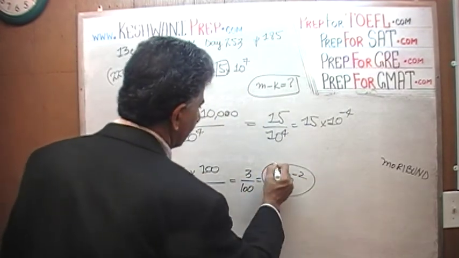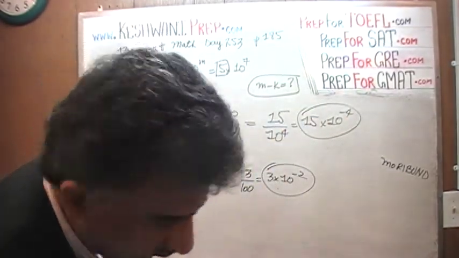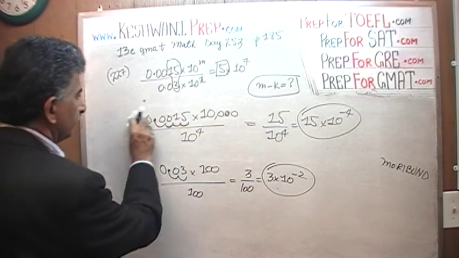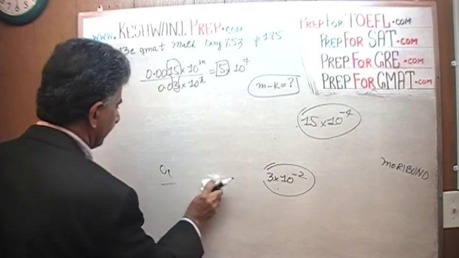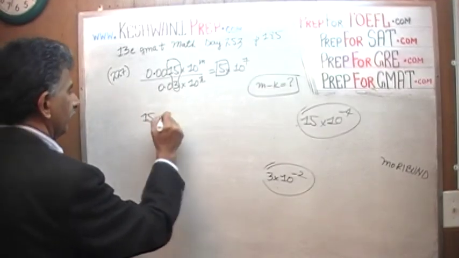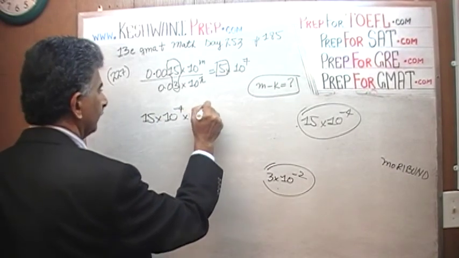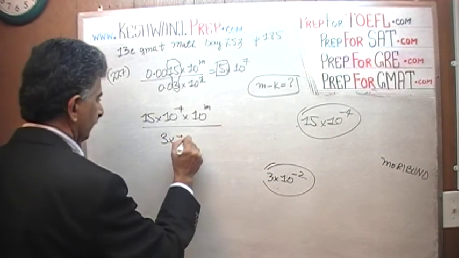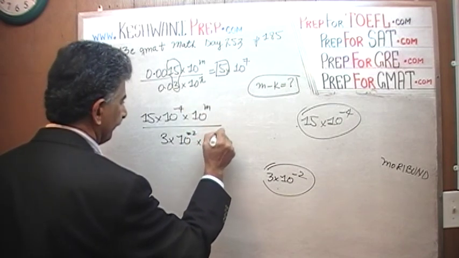And that's what we're going to write here. For the bottom part, we're going to write that. For the top part, we're going to write that. So let's do that. I need the room, so I have to erase everything. So the top part becomes 15 times 10 raised to negative 4 times 10 raised to m over 3 times 10 raised to negative 2 times 10 raised to k.